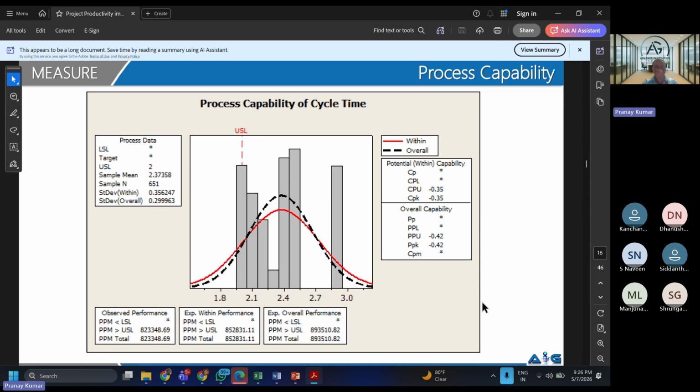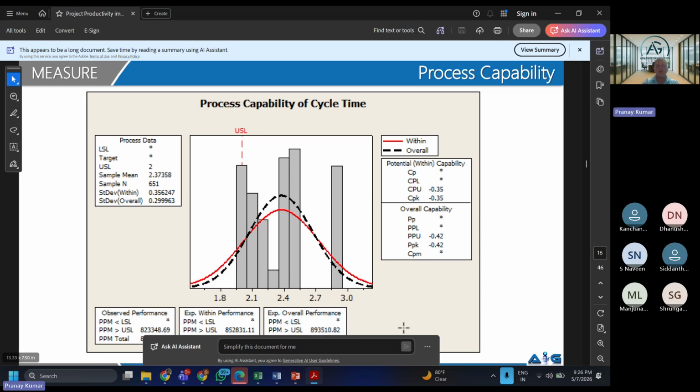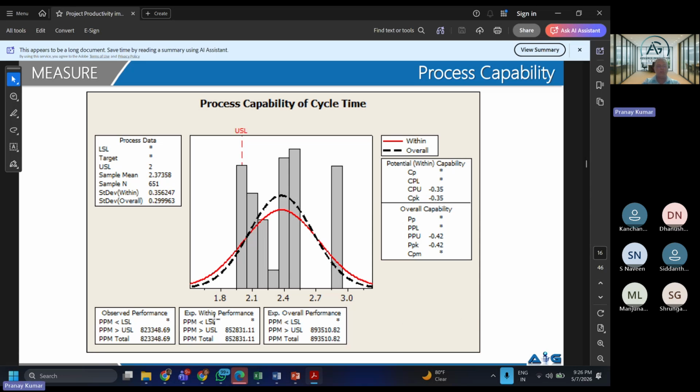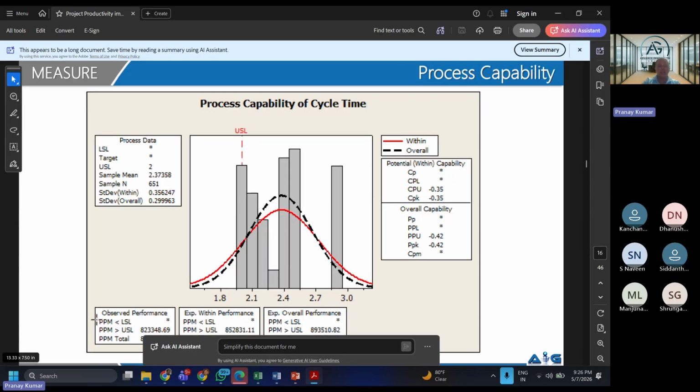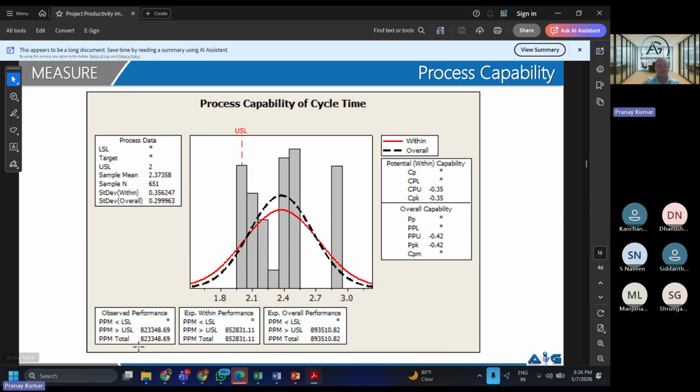Process capability. My PPM right now is 822. What is it saying? Ask the assistant. Your current PPM is 823,000. So about 82.3% errors.